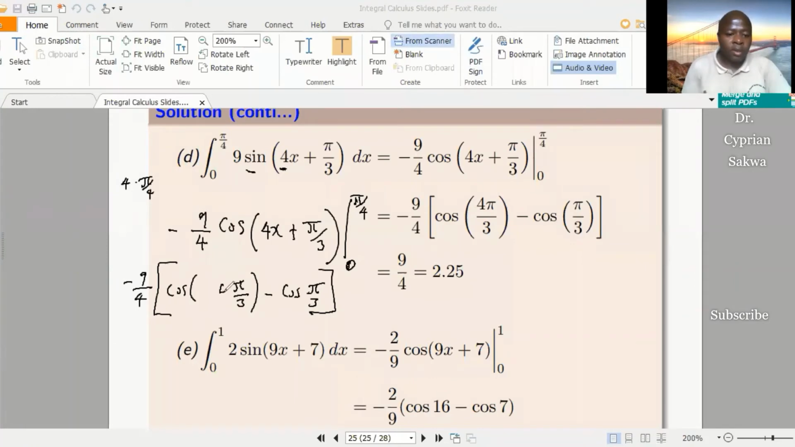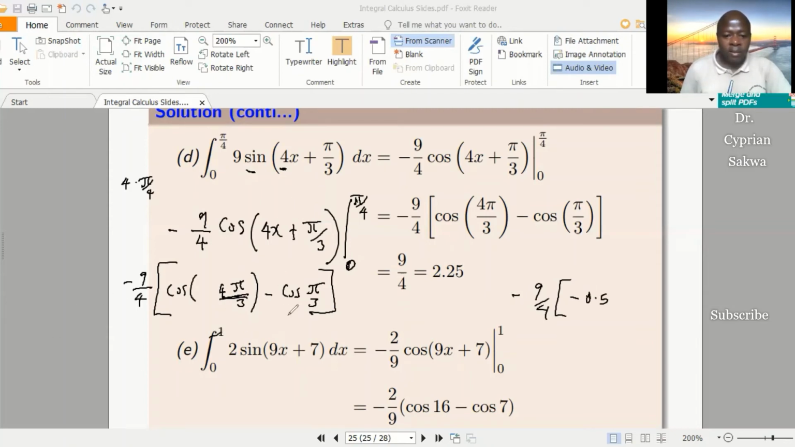So here is the mass 4 pi over 3. Just add. Now, what is cos of 4 pi? Remember that pi is 180. It's an angle this time. So cos of 4 pi is cos of 4 times 180 divided by 3, and that gives me negative 0.5. So I have negative 9 over 4 into negative 0.5.